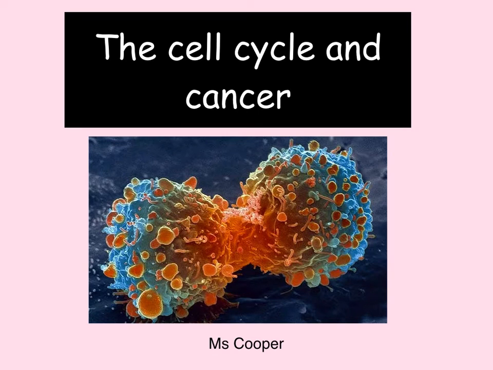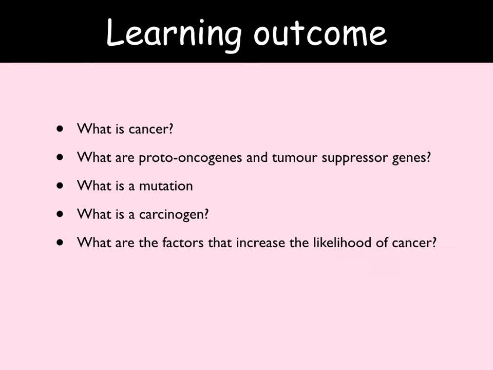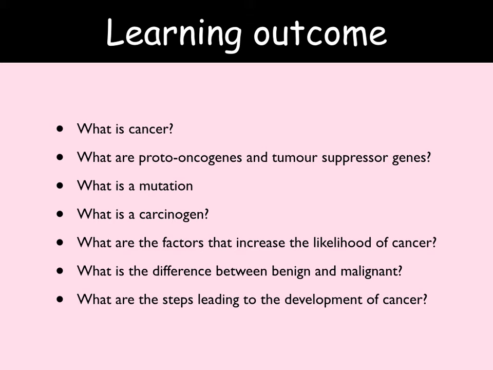In this topic, we're going to have a look at cancer. By the end of this topic, you should be able to answer the questions: what is cancer? What are proto-oncogenes and tumour suppressor genes? What is a mutation? What is a carcinogen? What are the factors that increase the likelihood of cancer? What's the difference between benign and malignant? And what are the steps leading to the development of cancer?